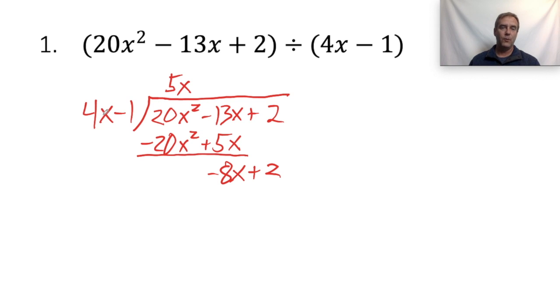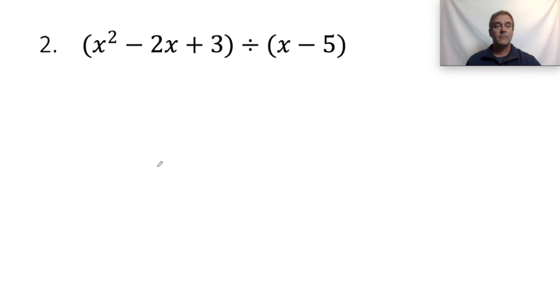What times 4x would create that negative 8x to get this to go away? The answer there is negative 2. So negative 2 times 4x makes that negative 8x. That's going to make this go away. We also have to take the negative 2 times the negative 1 and wind up with positive 2. And we see that these match. When we change the signs before drawing the big subtraction bar, negative 8x and positive 8x cancels, 2 and negative 2 cancels. And that means the answer to number 1 is 5x minus 2 with no remainder.